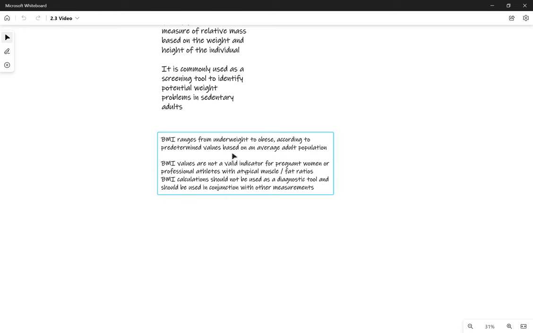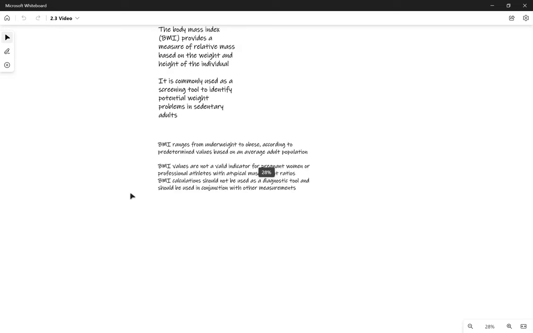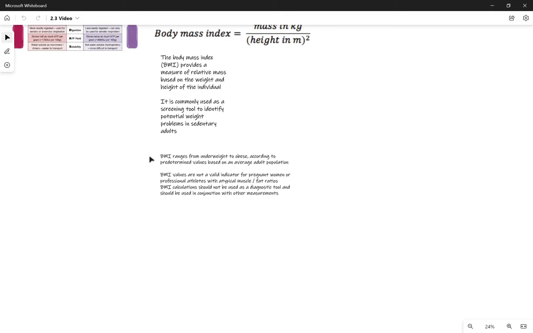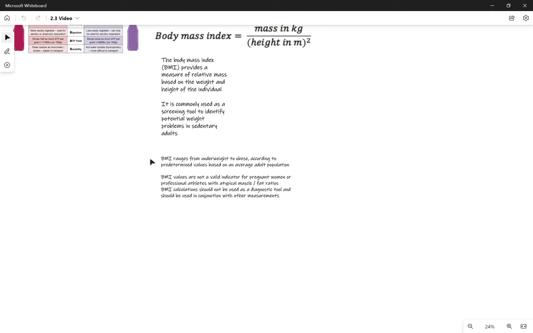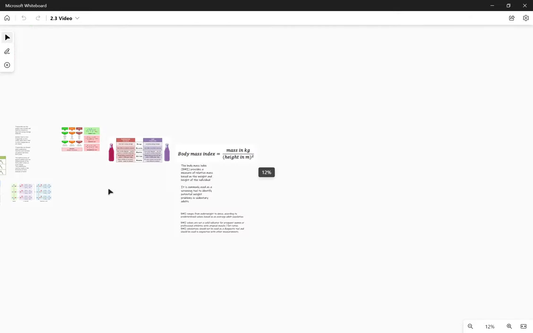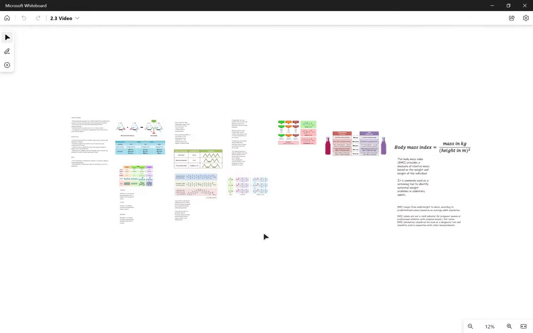but there are, however, flaws with the system, as BMI values are not a valid indicator for pregnant women or professional athletes or anyone with a significantly atypical body type. They should not be used as a diagnostic tool, and these days doctors have come up with much better ways of deciding how unhealthy a person is. But there is topic 2.3.